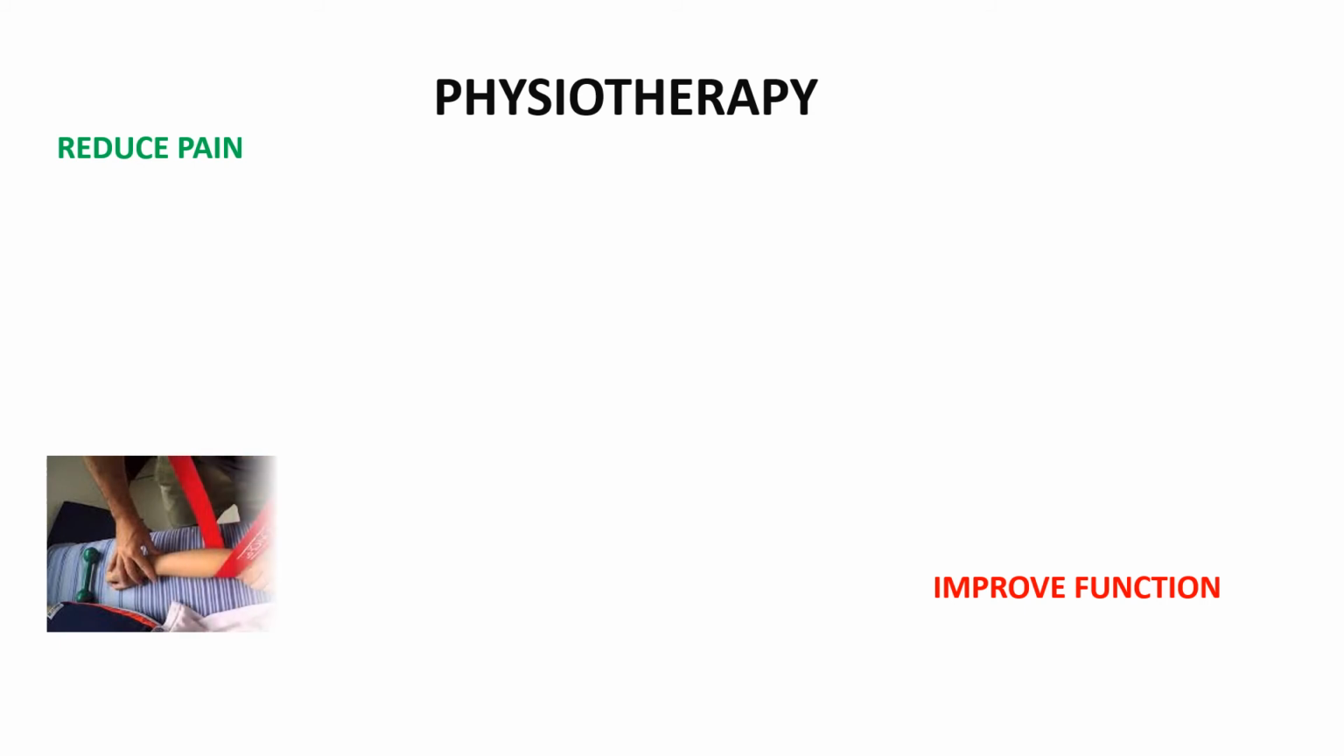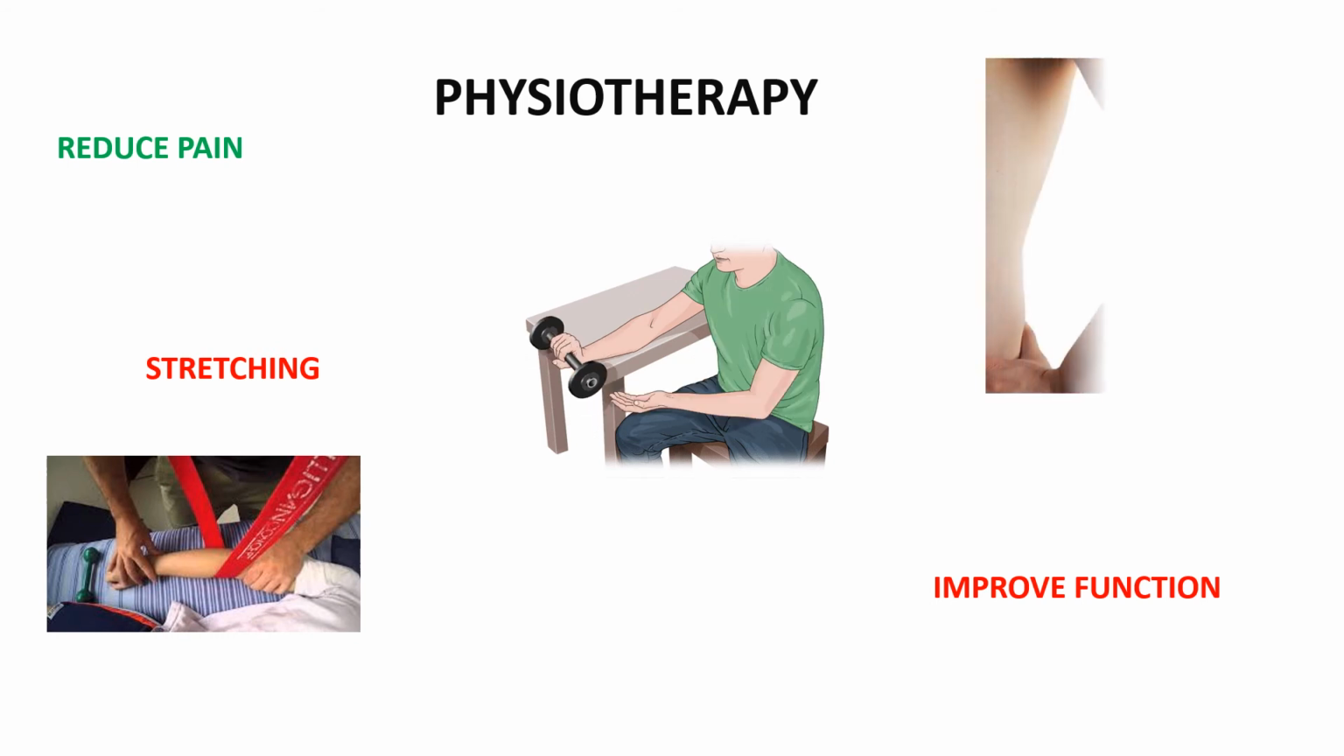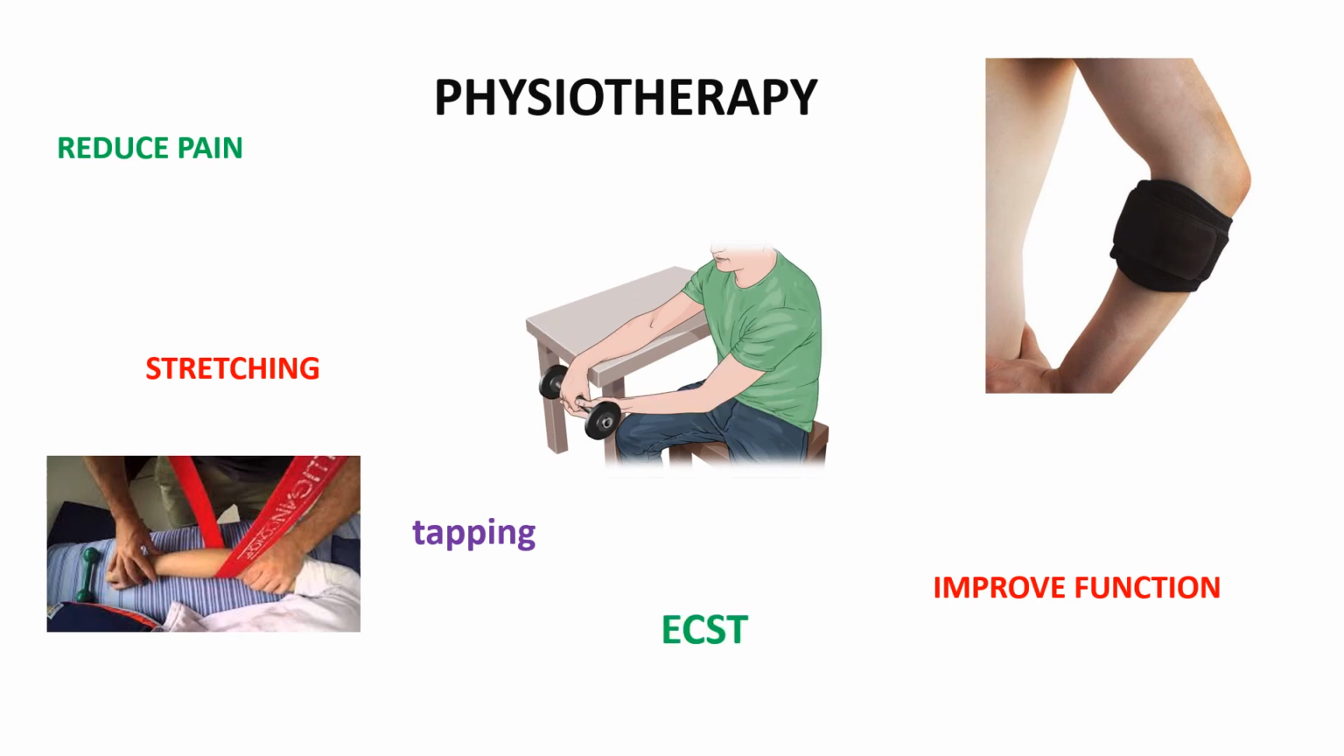Now I will tell you about the physical therapy management of tennis elbow. The aim is to reduce pain and improve the function of the patient. The first technique is manual therapy, where Mulligan therapy is very effective, and second is exercise therapy, where strengthening and stretching techniques are used. Other treatment methods are braces, splints, and taping techniques. Some studies also show that extracorporeal shockwave therapy is very effective.